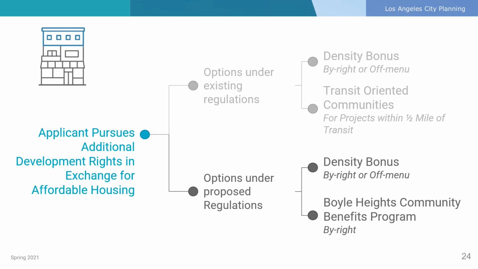Today in Boyle Heights, for a developer or applicant that pursues incentives in exchange for affordable housing, the options available are to use the Density Bonus Program or the TOC program. With the proposed Community Plan update and adoption of the Boyle Heights Community Benefits Program, Density Bonus will remain an option, but the TOC program will be replaced within the boundaries of the Boyle Heights Community Plan area by the Tailored Affordable Housing Incentive Program.